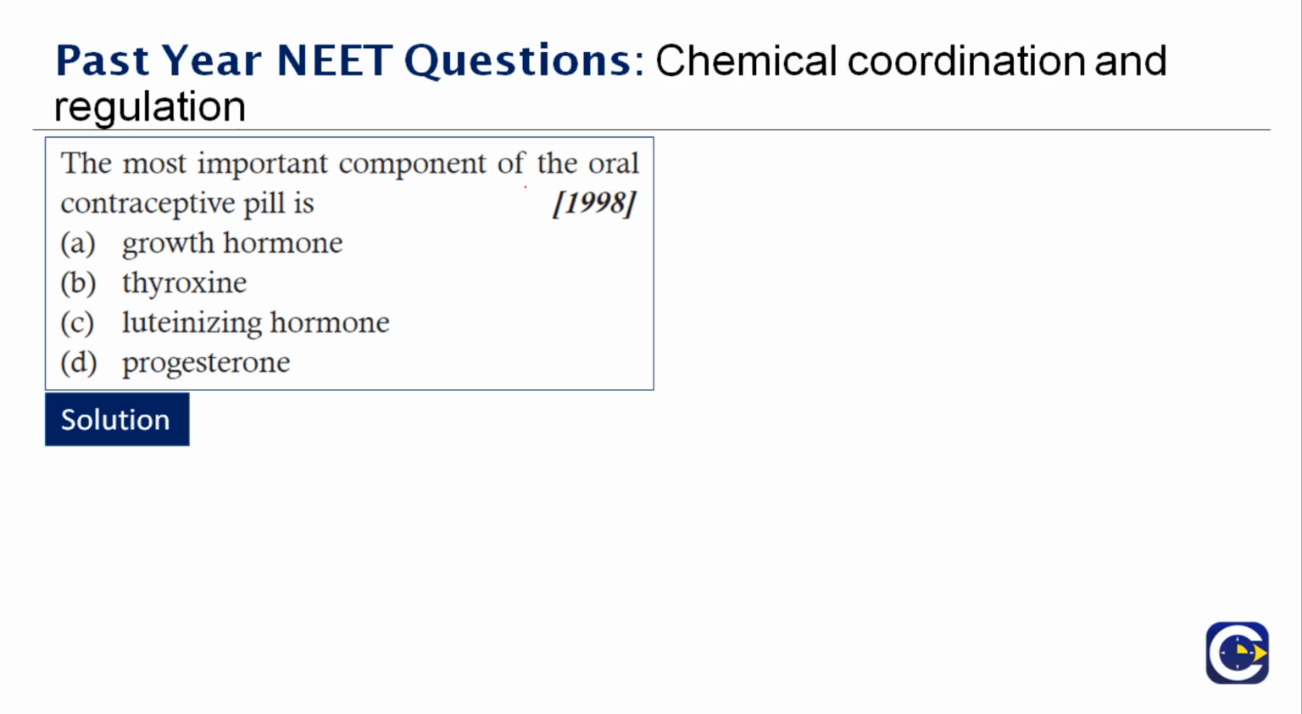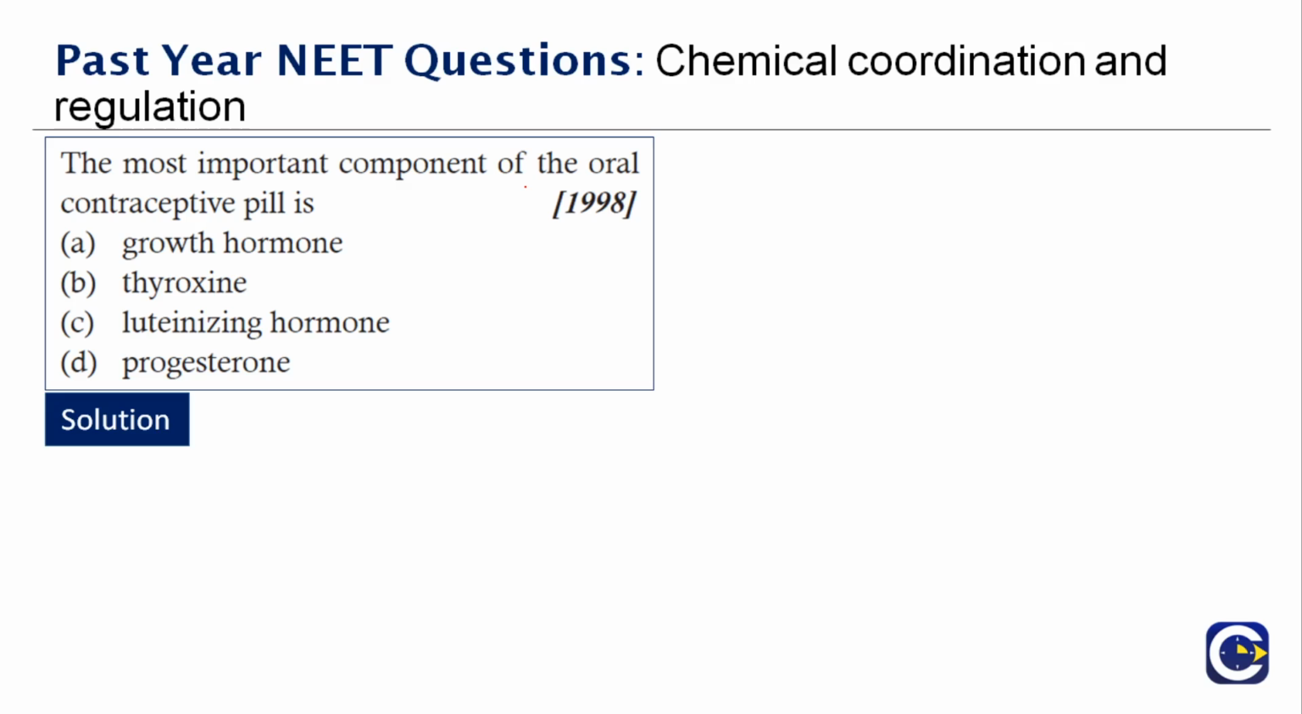Okay, so the most important component of the oral contraceptive pill is, you have four options here. Growth hormone, thyroxine, luteinizing hormone, and progesterone. Obviously I think all of you know what the answer is, because we already saw it in the earlier parts of the same chapter. It is progesterone. So this will stop the ovulation process.